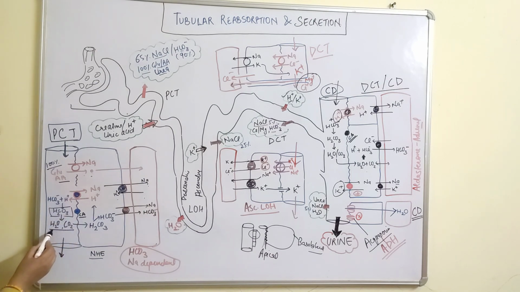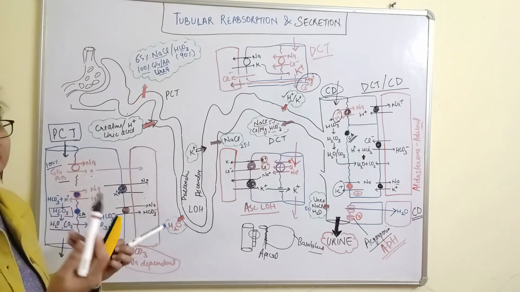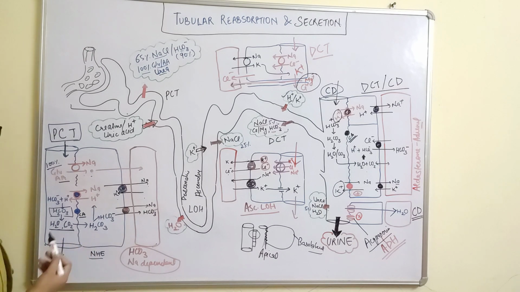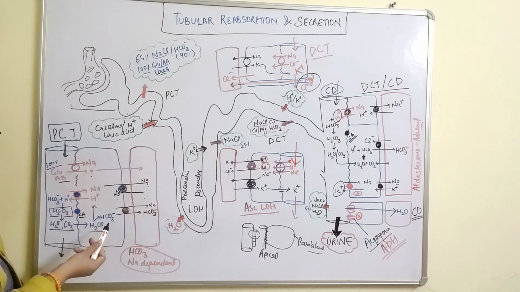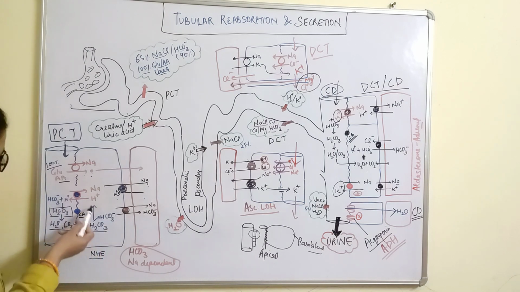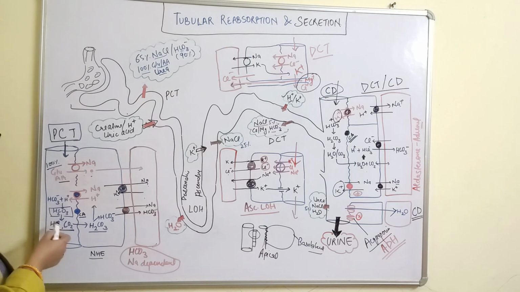This converts into water and CO2, and we know that water and CO2 can cross easily and enter the cell. With the help of the same enzyme, it can again be converted into H positive and HCO3 negative. Fine. Why H positive? Because this H positive is needed to function this pump, the sodium hydrogen exchanger pump. So that's how this cycle occurs for H positive secretion and bicarbonate absorption.